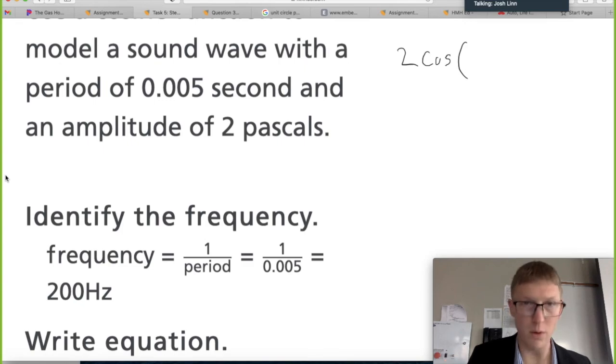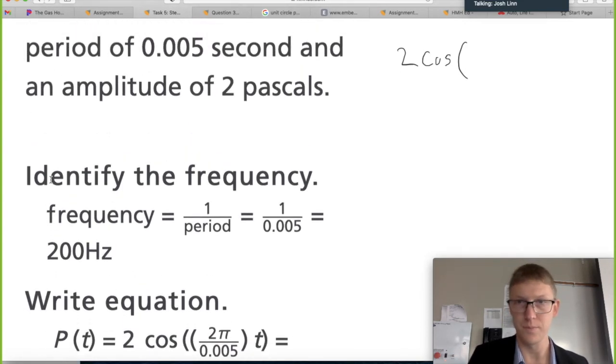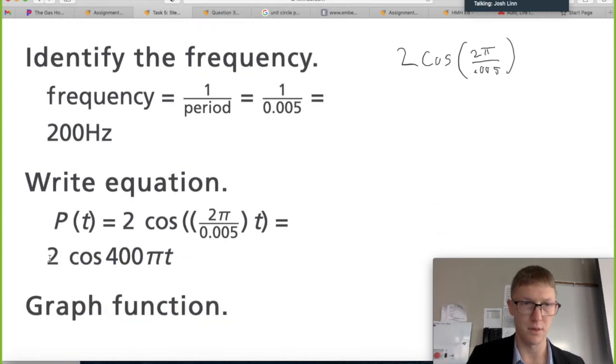So let's see here. Is that 1 over b? I'm going to get this confused. Yeah. So our b is 0.005. So then we're going to have 2 pi over 0.005, which when we simplify that is going to hit something like this. But again, remember our b is still 0.005, not 400 like I tried to do the last time.